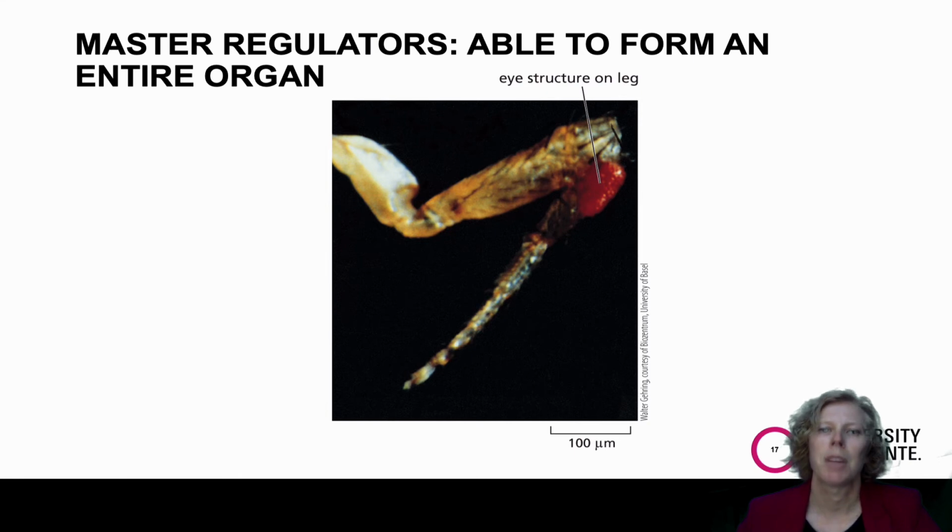Master transcription factors can regulate the direct formation of an entire organ. For example, when the Drosophila eye gene is artificially induced in the precursor cells of the leg, an eye will form on the fly's leg. The experimentally induced organ appears to be structurally normal, containing the various types of cells found in a typical fly eye. It does not, however, communicate with the fly's brain.